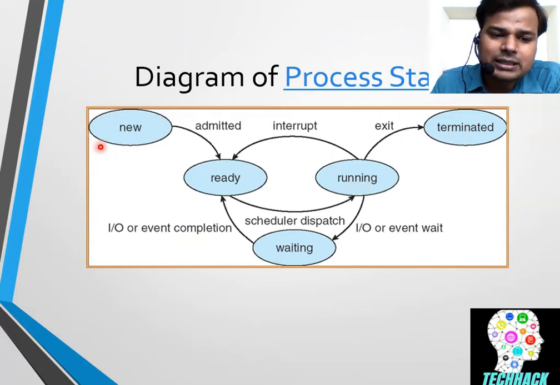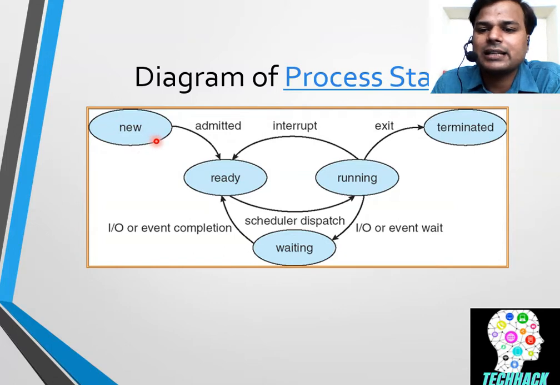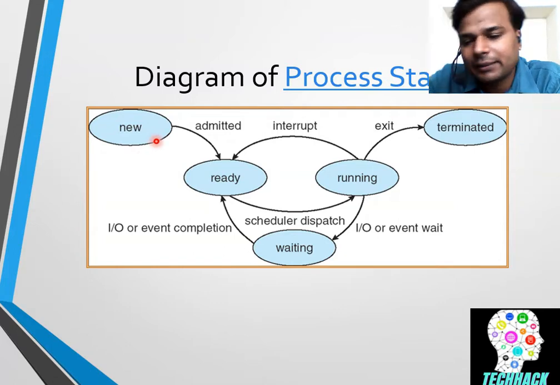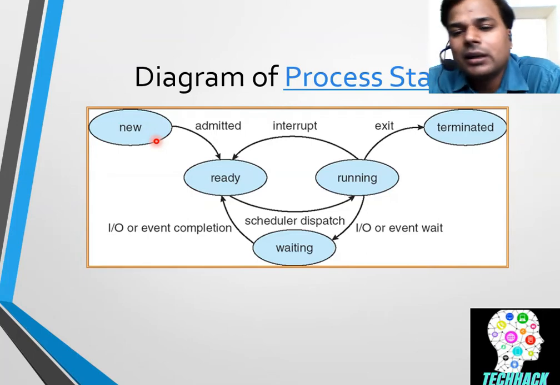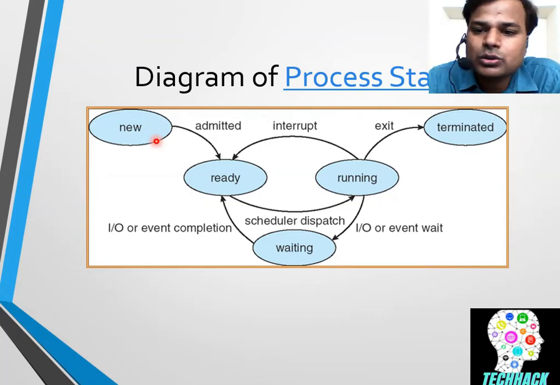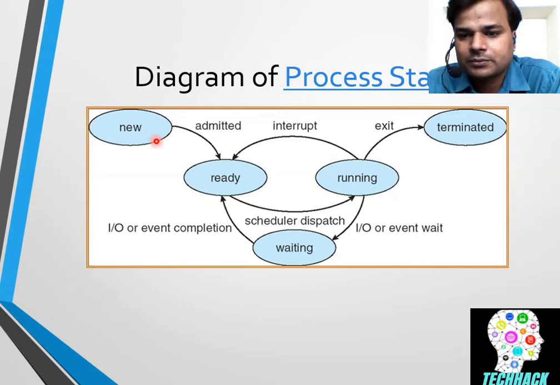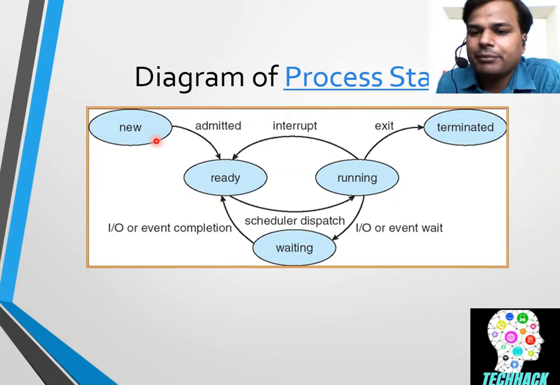Whenever a process is in new state, it means it has been created. It is not that the process directly comes to the new state. Whenever a process is in the memory pool, it is transferred to the job pool by using the schedulers. Long term, short term, and medium term, 3 types of schedulers are working there.